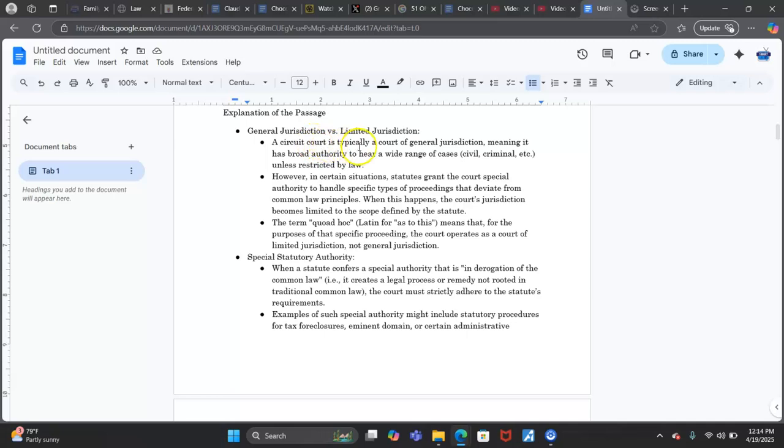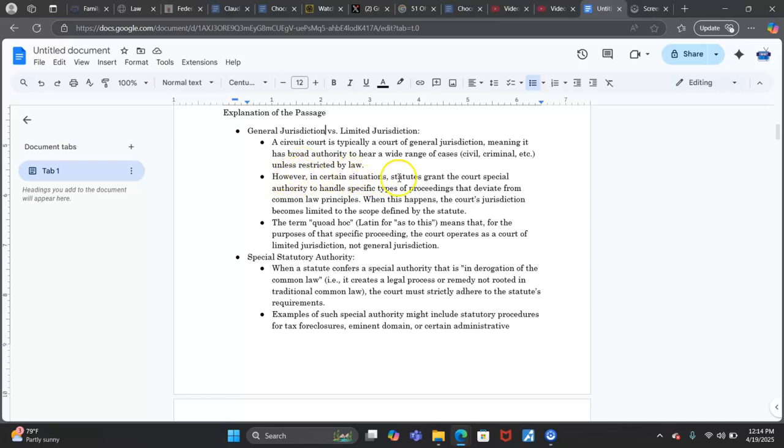A circuit court is typically a court of general jurisdiction, meaning it has broad authority to hear a wide range of cases, which means it has civil jurisdiction, criminal jurisdiction, admiralty jurisdiction, common law jurisdiction, equity, marital. It doesn't need a statute to do any of that. And I don't know what they call the courts of general jurisdiction in your state, but whatever they call them, this principle applies there as well.